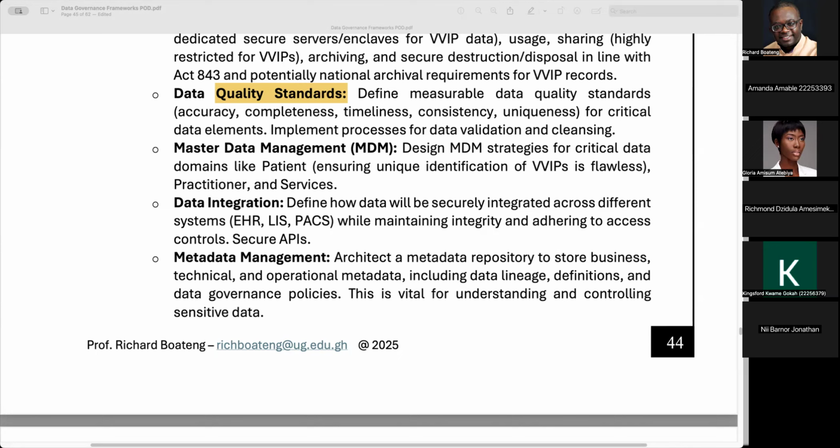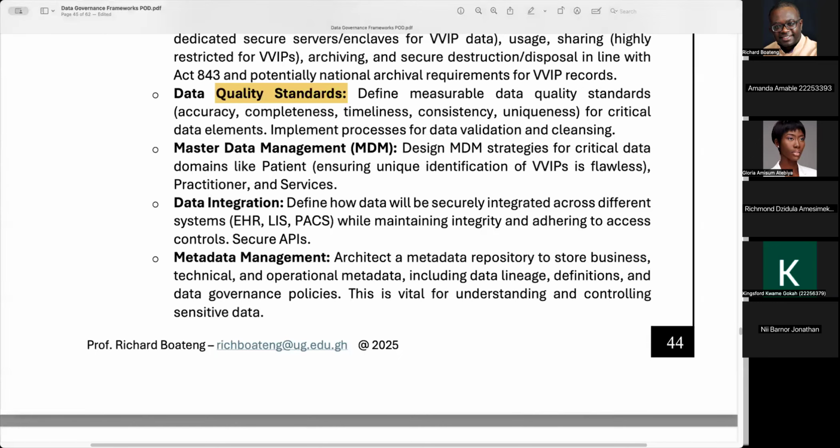Data integration architecture specifies how different systems, EHR, LIS, PACS, billing, etc., will be integrated securely, likely using secure APIs and standardized protocols, like secured HL7 FHIR, ensuring data integrity is maintained during transit and that access controls are enforced across integrated systems. Metadata management architecture involves designing the structure and requirements for a central metadata repository or catalog, specifying that it must capture comprehensive business, technical, and operational metadata, including crucial security classifications, data lineage information, clear data definitions, and links to relevant data governance policies.